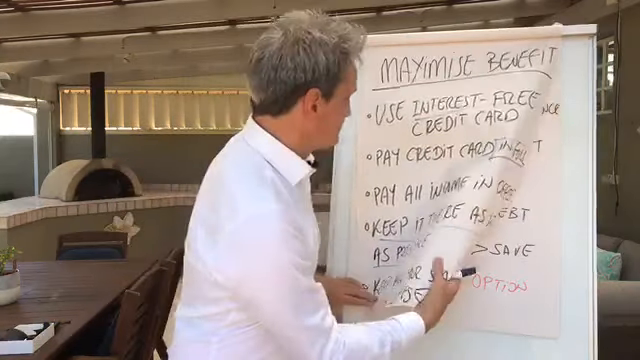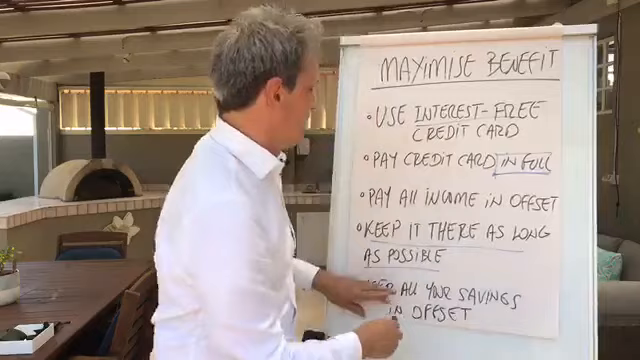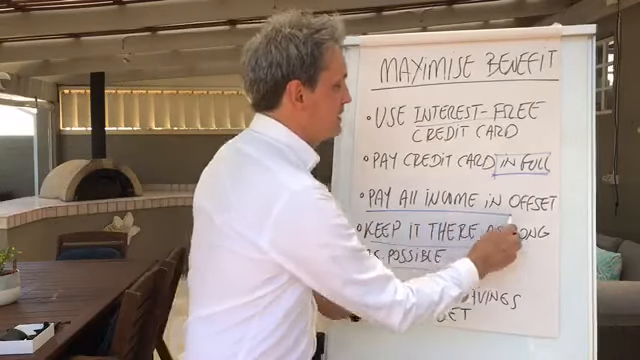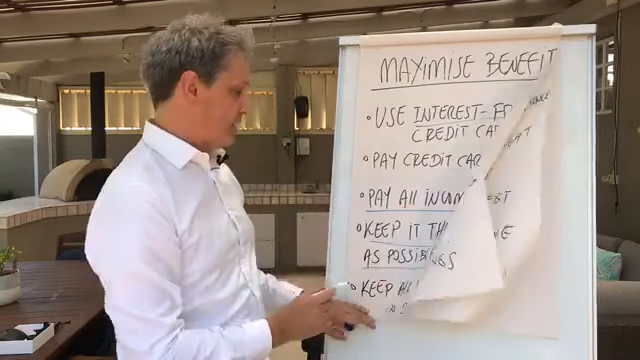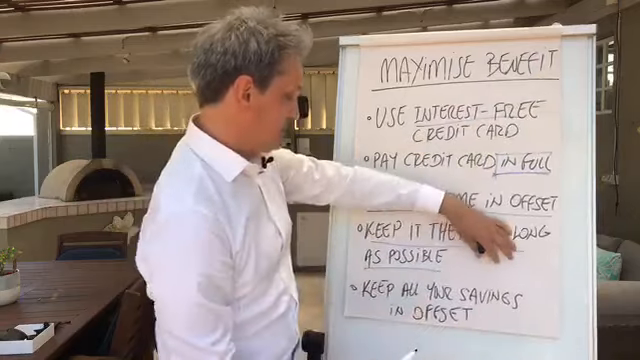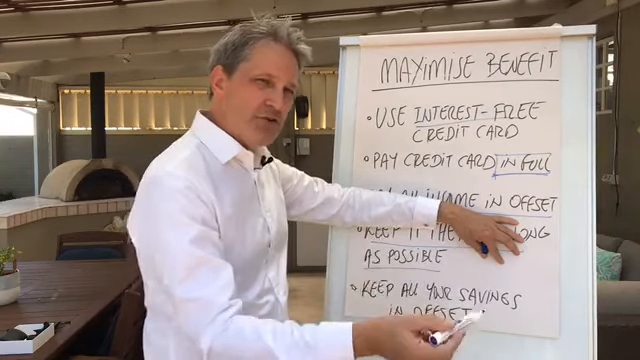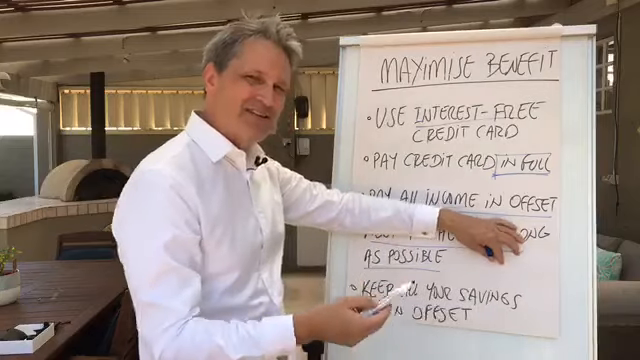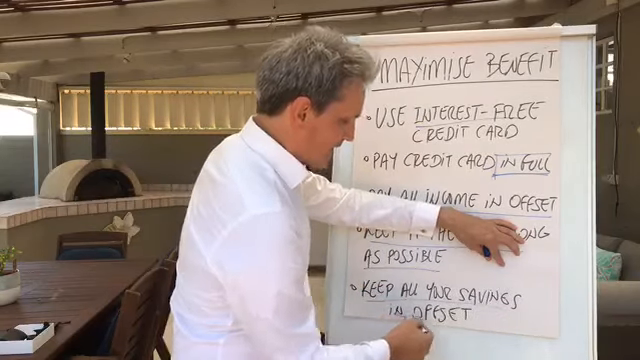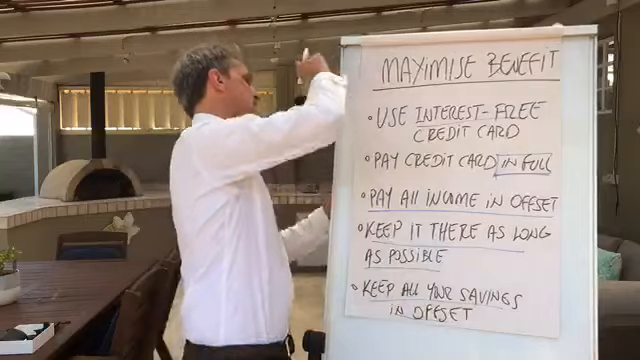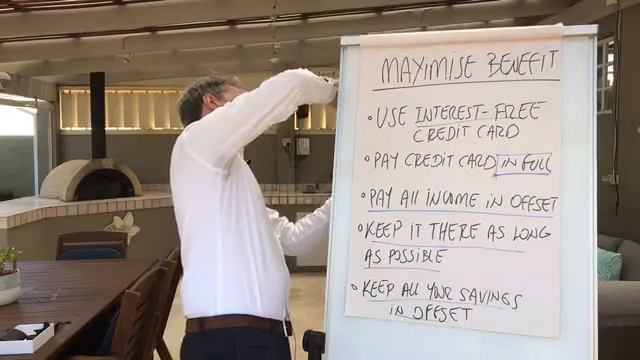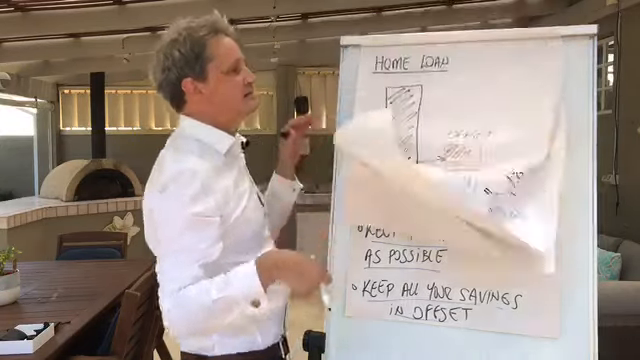Now, to make it really work, pay all your income into your offset account, and I'm going to show you how that works. And also, sorry about the wind. If you get any savings, or if you are able to save in the future, a lump sum payment, inheritance, etc., keep all of that in your offset account. Let me show you.